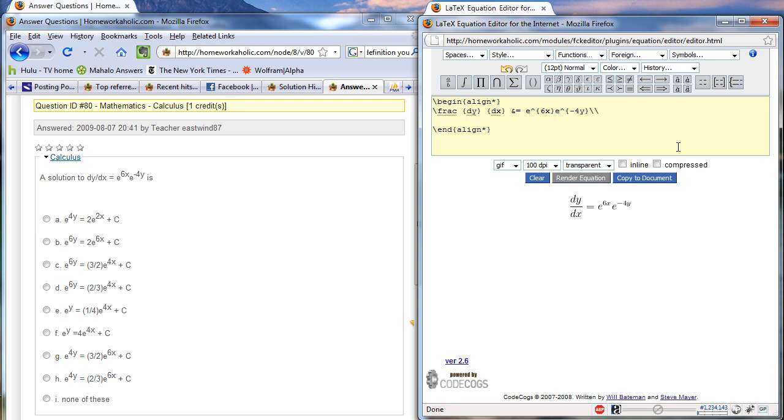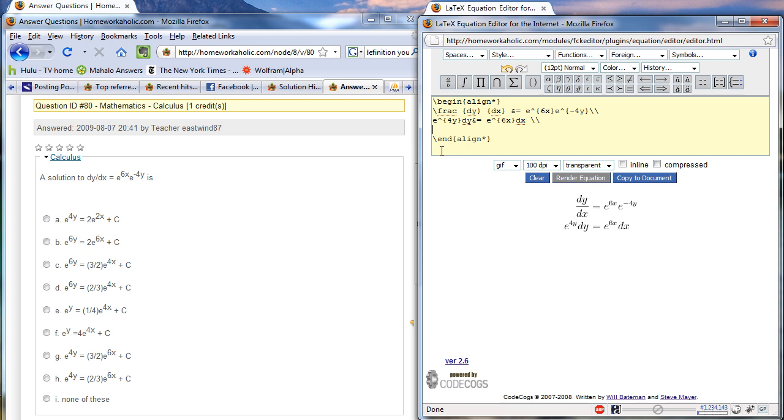So when we're doing separation of variables, what we basically want to do is move all the y terms to one side and all the x terms to the other side. And then we integrate each side separately. And that's quite easy to do here because we've already separated these terms for you. So what we want to do is somehow move dx to the right side and then move e to the negative 4y to the left side. So when we do that, we get this.